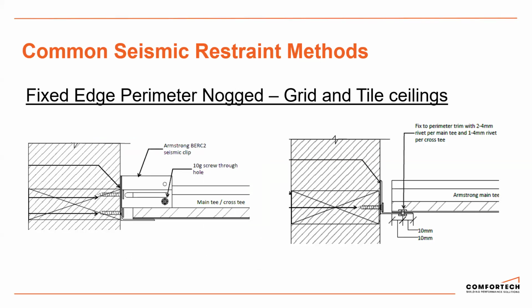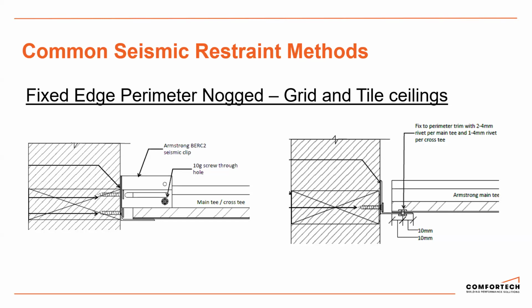So just highlighting with these two slides, it's really important that we have ceiling nogging. It's really, really important on the fixed edge that we have this. The reason for it is if we don't have it, it puts a lot more strain on the perimeter angle. So by having perimeter nogging, it allows that seismic force to go through the main tees and the wall angle and be transferred into the structural, either a partition or if it's an exterior wall, might be a concrete wall. It's really important that it happens.